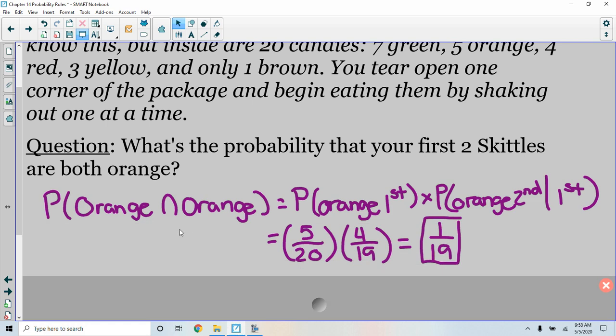So we have an AND probability. They're not independent events, so we have to take the probability of the first thing happening and multiply it by the conditional probability of the second event happening.